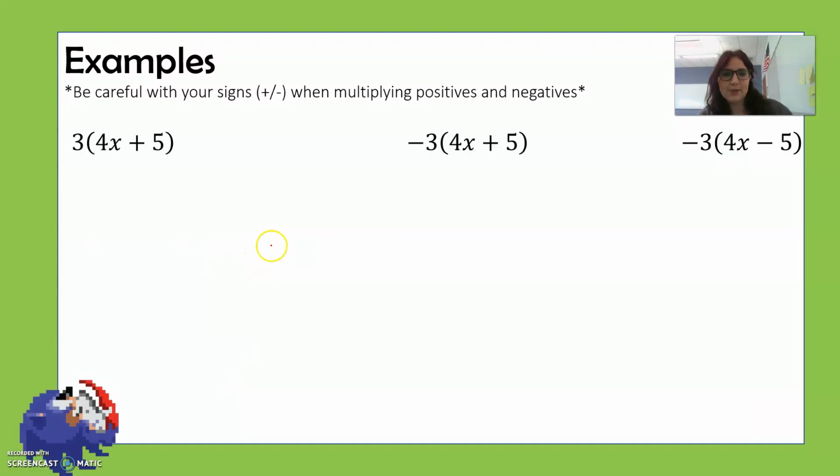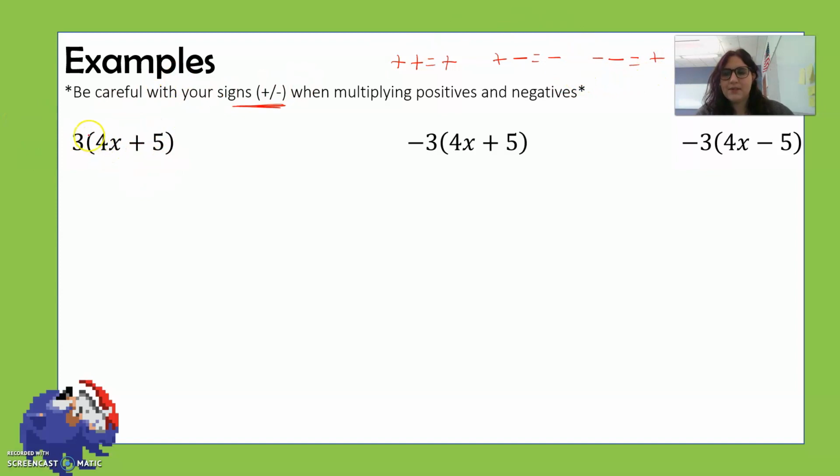Let's look at some examples of the distributive property. And I have a note here that says, be careful with your signs, as always, when you multiply negatives and positives. A positive times a positive is positive. A positive times a negative is negative. And a negative times a negative is positive. So keep those in mind.